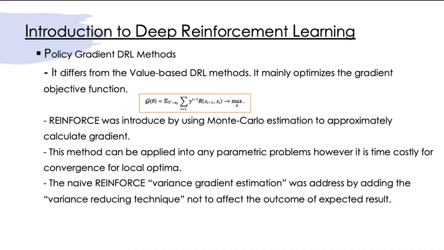Now I'm about to discuss the policy gradient DRL methods. It differs from the value-based DRL methods: it mainly optimizes the gradient objective function. REINFORCE was introduced by using Monte Carlo estimation to approximately calculate the gradient. This method was applied to any parametric problems, however it is very costly for convergence to local optima. The naive REINFORCE variance in gradient estimation was addressed by adding a variance reduction technique so as not to affect the expected result.